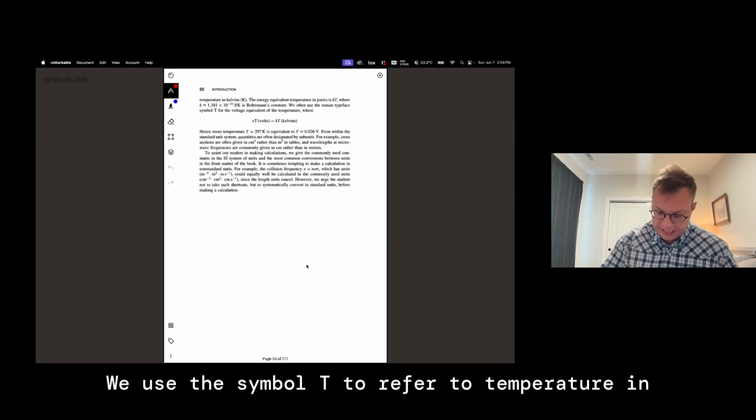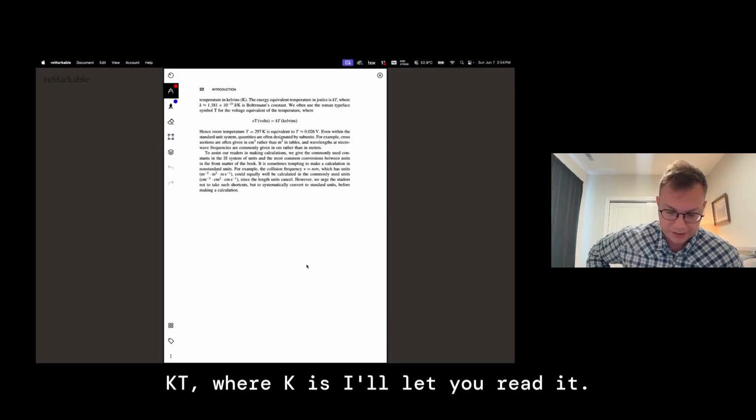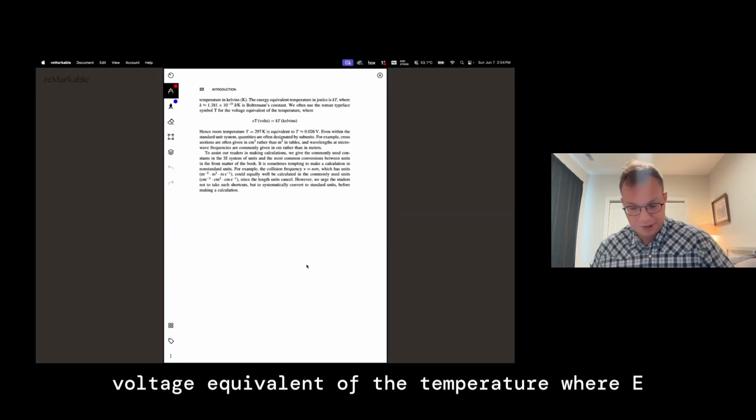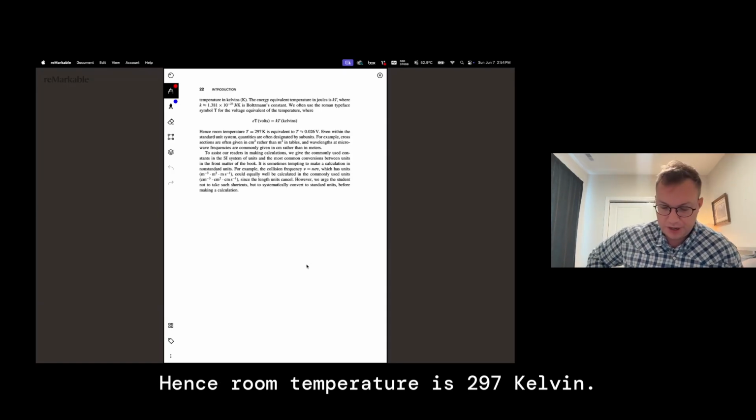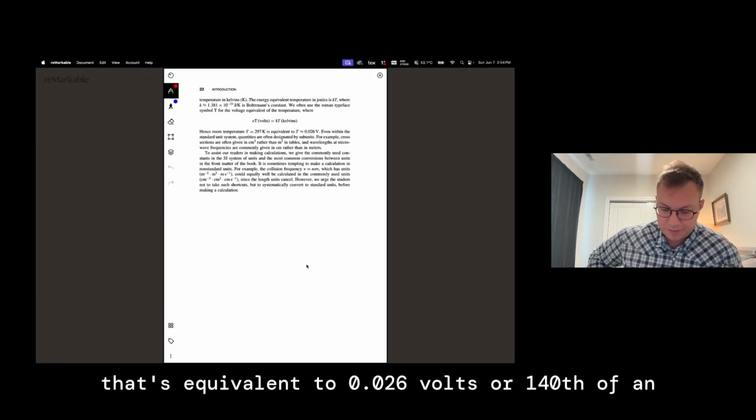We use the symbol T to refer to temperature in kelvins. The energy equivalent temperature in joules is kT, where k is Boltzmann's constant. We often use the Roman typeface symbol T for the voltage equivalent of the temperature, where e times T is equal to k times T. Hence, room temperature is 297 Kelvin. I'll usually round it up to 300 Kelvin. And that's equivalent to 0.026 volts or 1/40th of an electron volt.